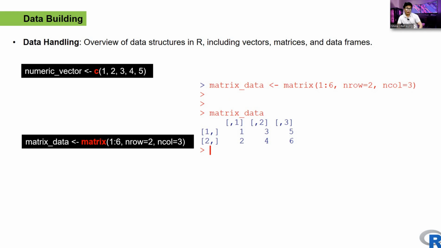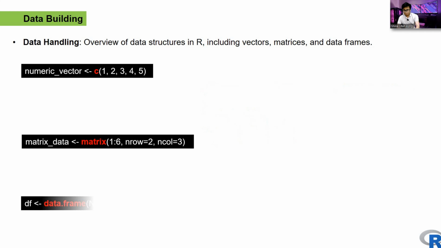Another one, you can create a matrix or data frame. For example, we want to create matrix data, data 1 to 6, and then how many rows and how many columns, like that. And then we write the function matrix(1:6). Row means how many rows, and column means how many columns. If we write the function, R software will create the matrix data.